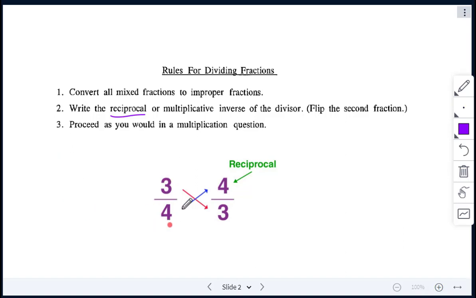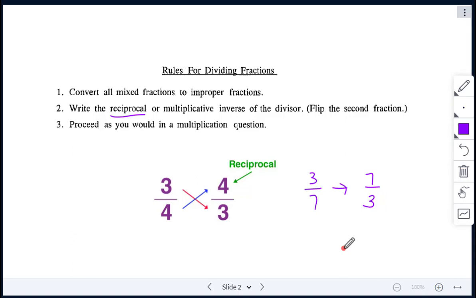So the first one here is done for us. We have 3 over 4. The reciprocal of that would be 4 over 3. All right, another example would be if I had 3 over 7, its reciprocal would be 7 over 3. All right, so all I'm doing is flipping the second fraction.